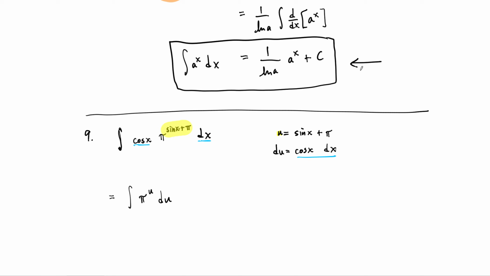And then we can either go through all that rigmarole, or we can just apply this formula with our a equal to pi. By the way, pi is a positive number that's not equal to 1. So this is perfectly legitimate. And our answer is that the antiderivative is 1 over the log of pi times pi to the power u plus c. And then we just have to plug back in what u was. So this is 1 over natural log of pi times pi to the power sine of x plus pi plus c. It's a weird one to end on, but it was a good one. So let's leave it there.